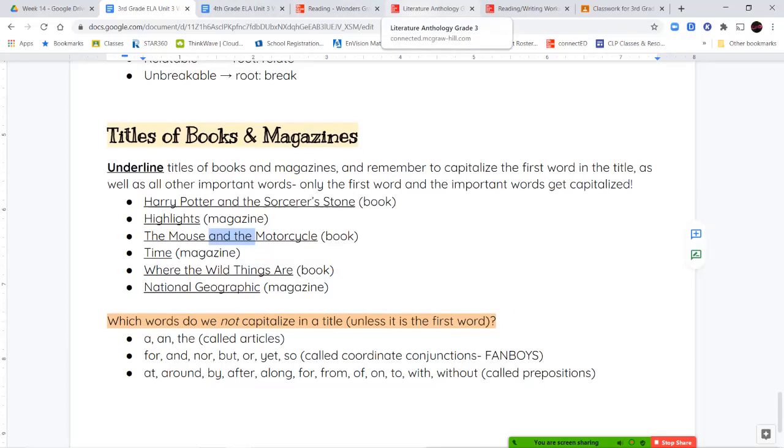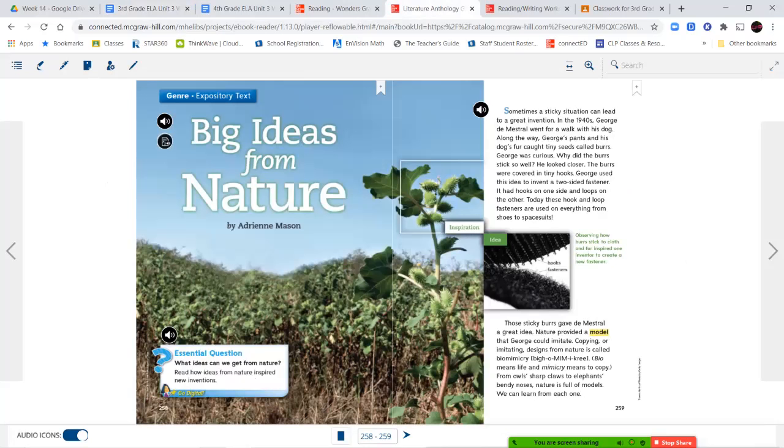All right, so let's go ahead and get into your reading for this week. Now we're at Unit 3, Week 4, and we're going to be reading an expository text called Big Ideas from Nature. Now remember, we talked about this before. Expository texts are texts or pieces of writing that teach us something. So we're learning something from it. It's not a fictional story. It's not telling us something that's funny or something that's just entertaining. It's giving us information and facts.